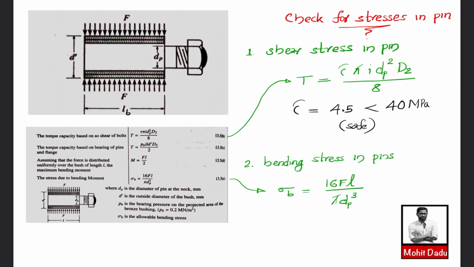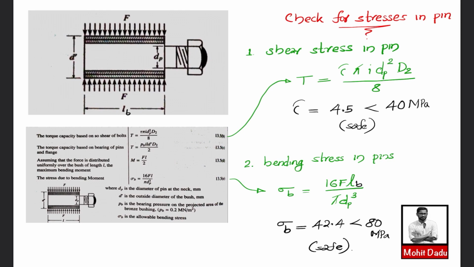In a similar way, we will be evaluating the bending stress induced in the pins with the help of equation 13.5 E, and we will be evaluating sigma b as 16 F into L, where this L is actually the LB, length of bush, over pi into dp cube, where dp is the diameter of pins used. So you will be getting the value of sigma b, which is equal to 42.4 megapascal, and this is very much lesser than the crushing normal stress, that is 80 megapascal. So here also we are having a safe condition. So the dimensions selected are safe.